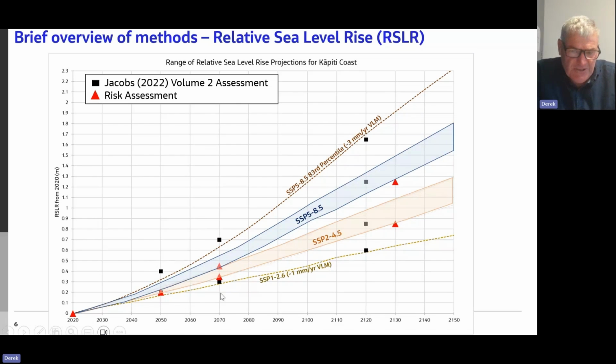When we come through to 2070, we could have potential rates between 0.3 to 0.7, and when we come through to 2120, anywhere between 0.6 through to 1.65.